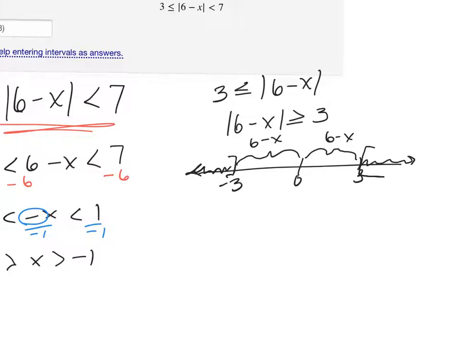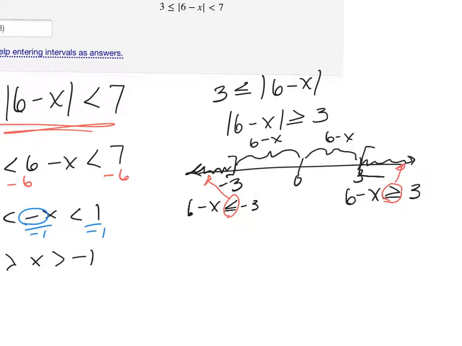So I need to ensure that 6 minus x is less than or equal to negative 3. That ensures I'm on the left of negative 3. That means my distance will be bigger than 3. On the positive 3 side, I need to ensure 6 minus x is on the right-hand side, so it's greater than or equal to 3. So this part of the inequality guarantees that I'm on the left side of negative 3, and this part guarantees that I'm on the right side of positive 3.